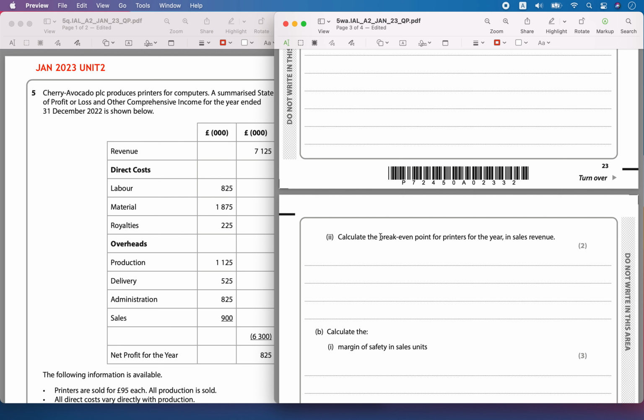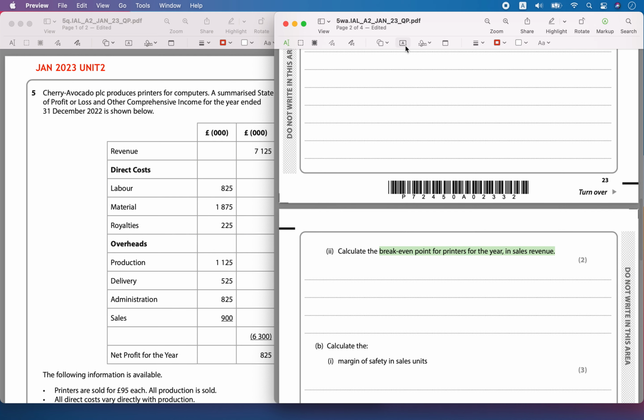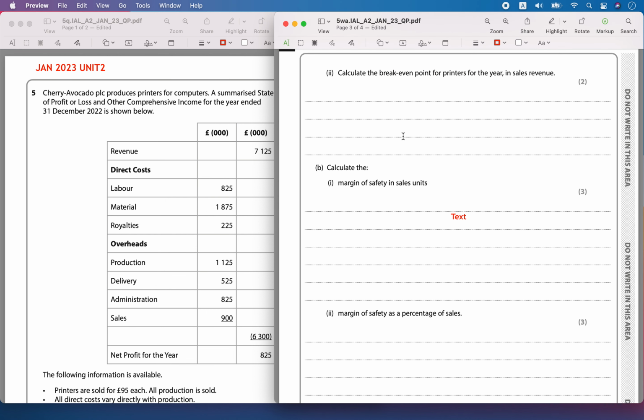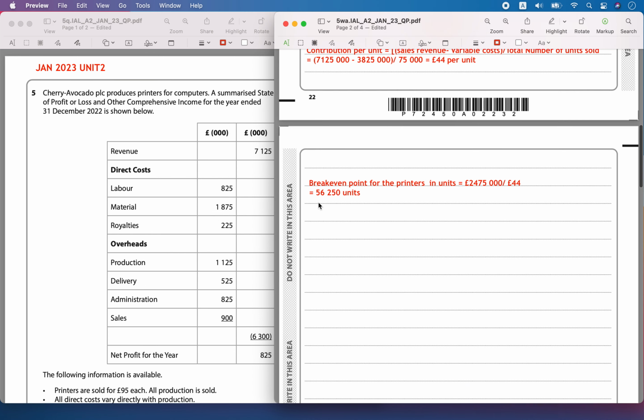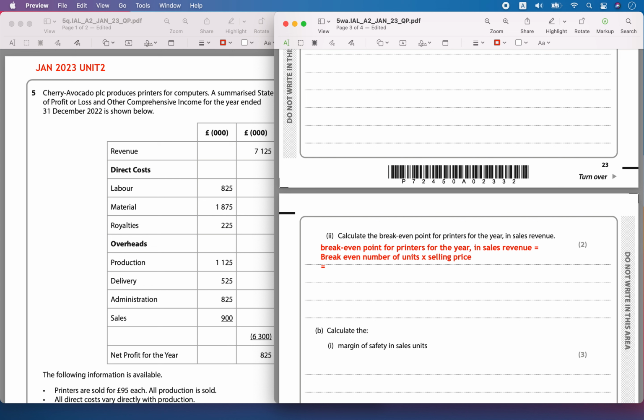sales revenue. Break-even point in terms of sales revenue is going to be equal to the number of break-even units times the selling price, right? So if I were to produce the break-even number of units, the formula is going to be break-even number of units produced times the selling price at which you are going to sell. So that is going to be equal to the break-even number of units we had calculated. It is 56250.